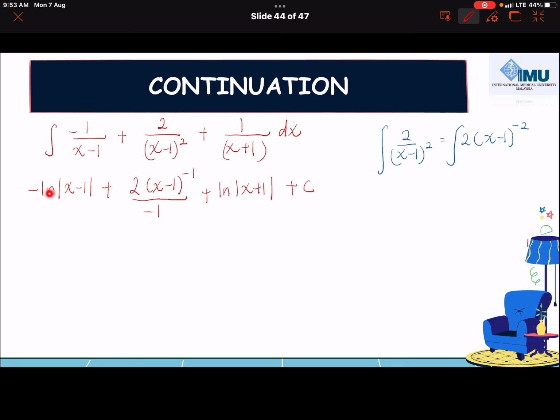Notice that ln and ln, same base, you can combine. One is minus, one is plus. So x plus 1 will be the numerator. Because of the negative here, you will divide it by x minus 1. Now, don't forget, 2 divided by negative 1 will give you negative 2. Now, (x minus 1) in bracket power of negative 1. I don't want to have a negative power, so I bring it back down. And last but not least, plus C. So, this is the solution for part E.